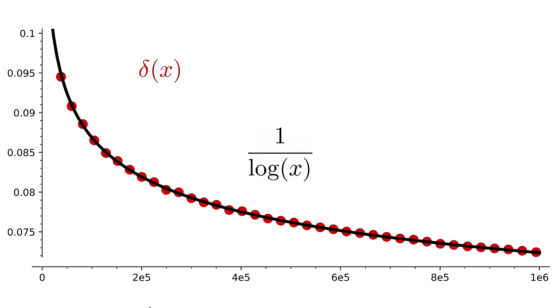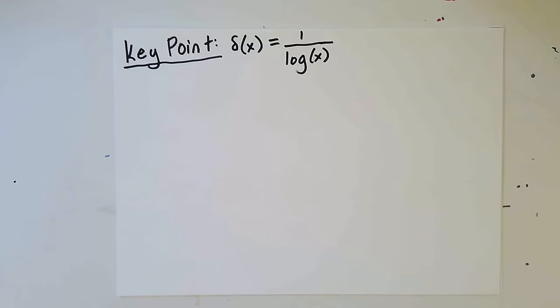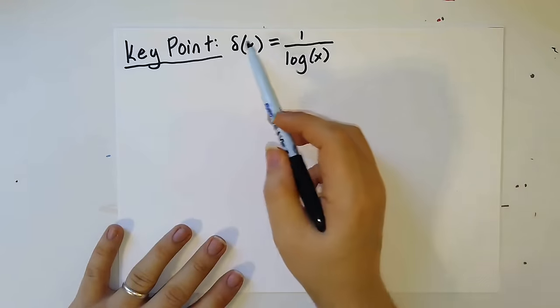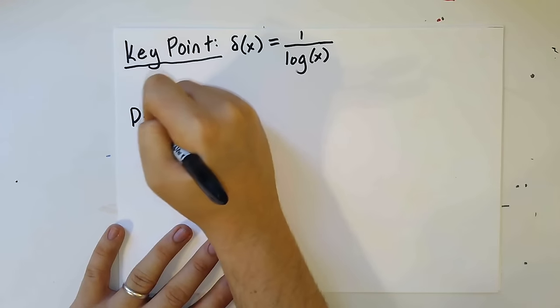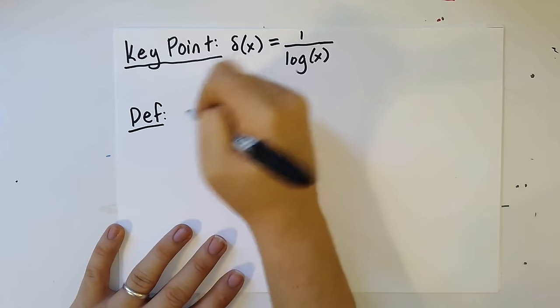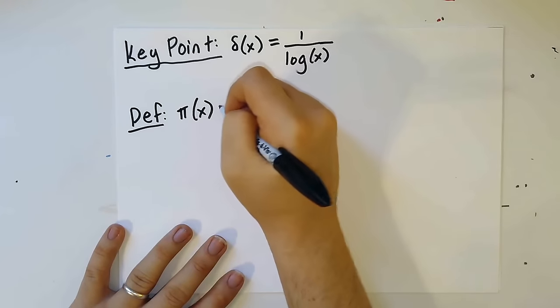If there's one thing I want you to take away from this video, this is the key point. The density of the primes near x is uncannily accurately given by 1 divided by the log of x. So I want to use this to talk about the function pi of x, which is in some sense the central object of analytic number theory.